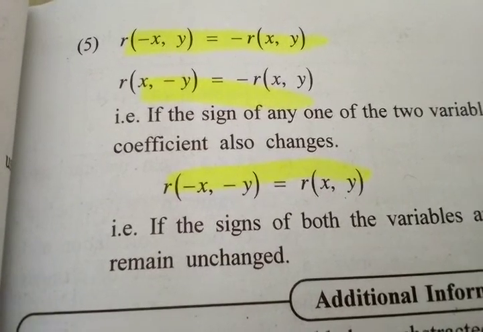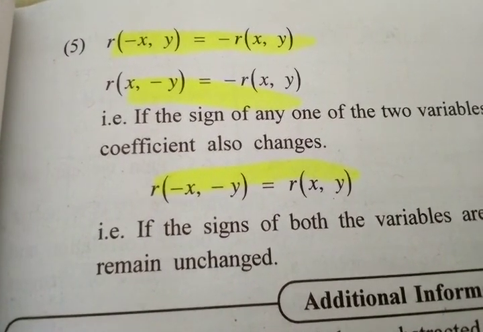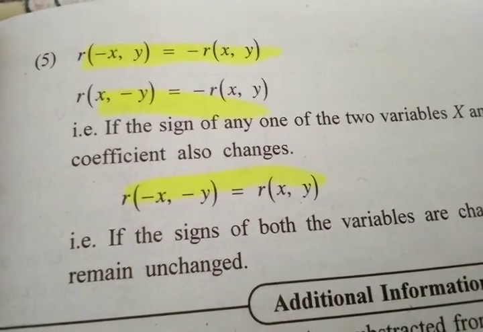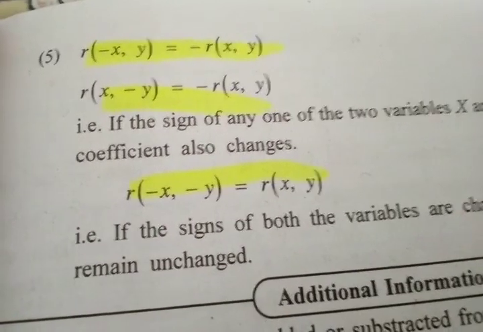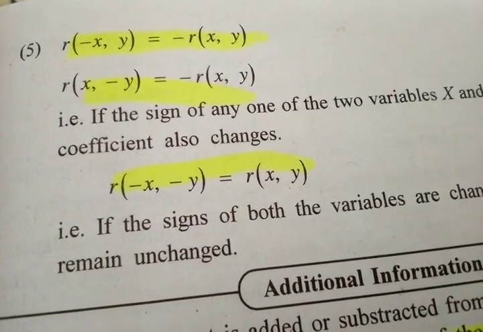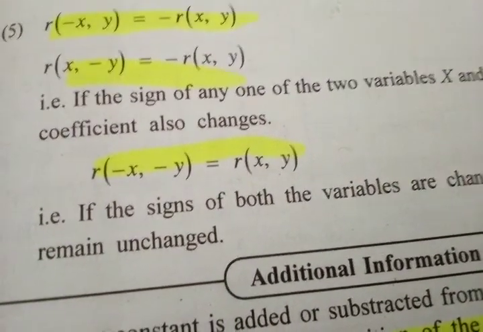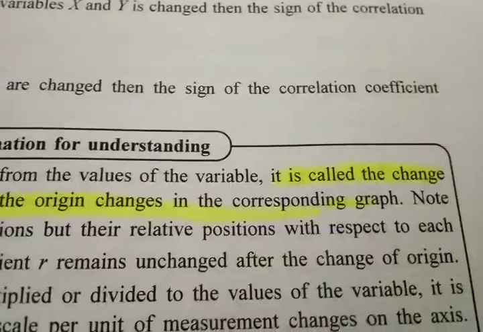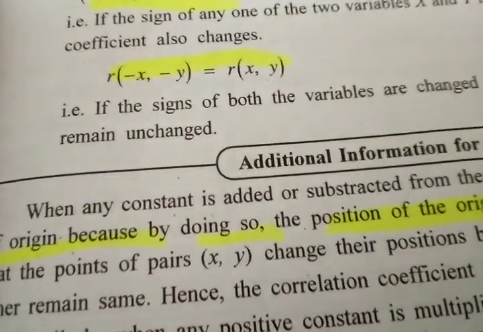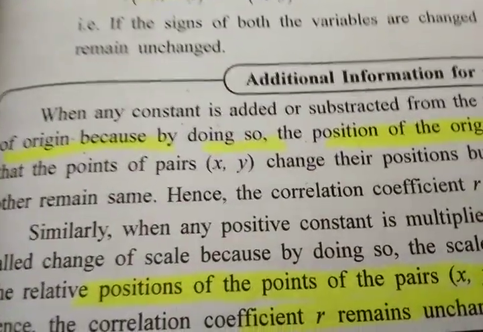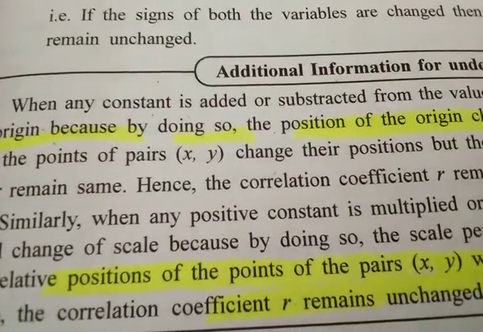R of x, minus y is also equal to minus r xy, and therefore if one of the values is negative, then r is going to be negative. If both the values are negative or positive, then r also will be positive. Okay, that is the implication here. So if the signs of both the variables are changed, then the sign of the correlation coefficient remains unchanged. Okay, those are the points which we have to remember. Please go through these areas and study them well.